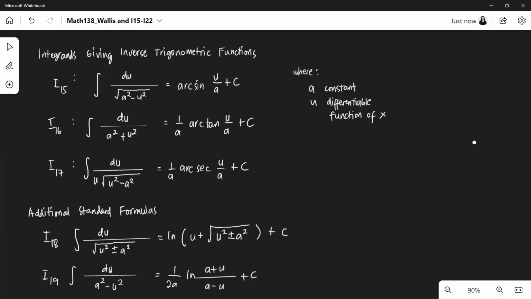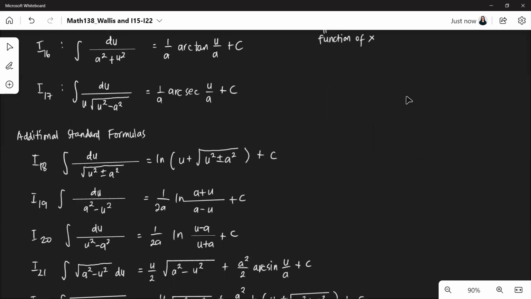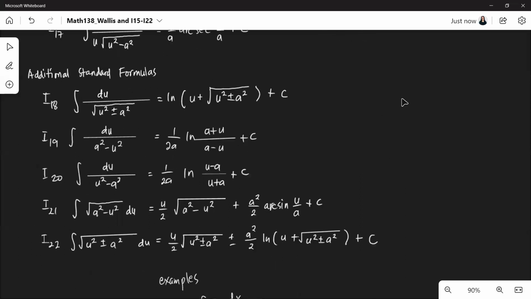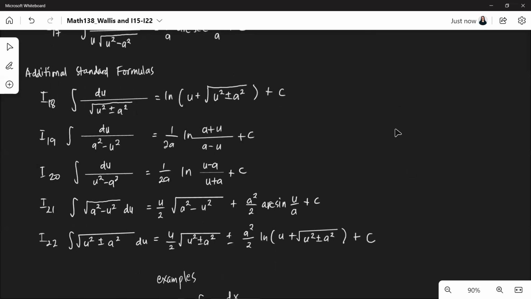Now we go to the next set of formulas for simple substitution integration. Integration by simple substitution. Okay, so what if we are given integrands which look like this, wherein you cannot simply use let u be equal to something and then it follows the I1 to I14 format. So we have these additional formulas.